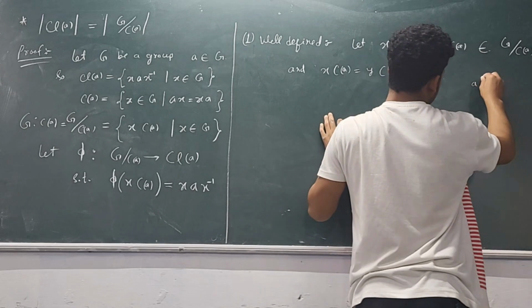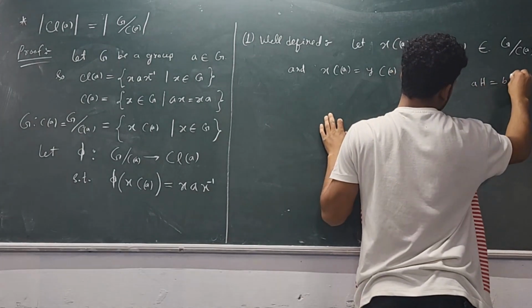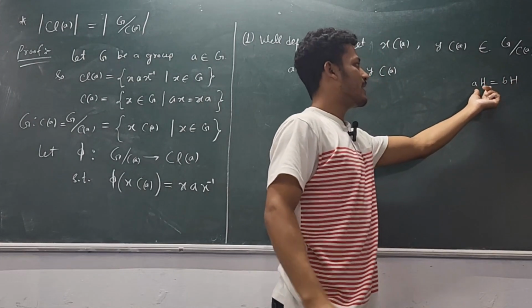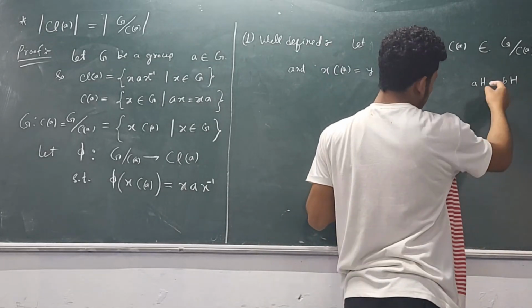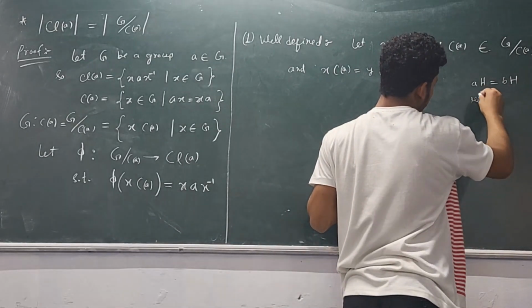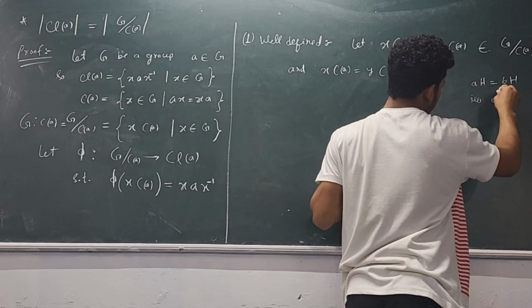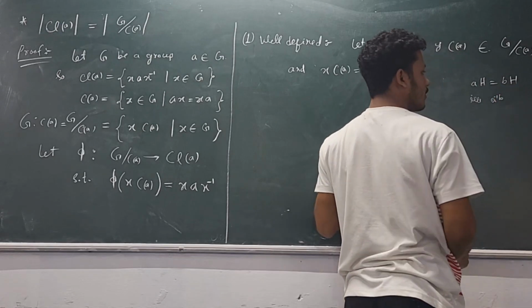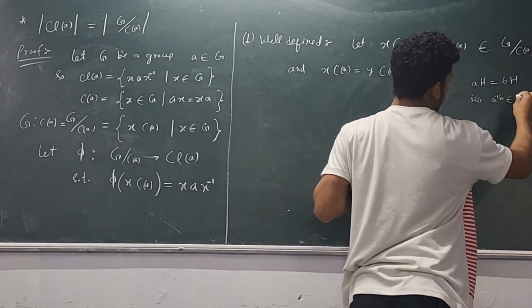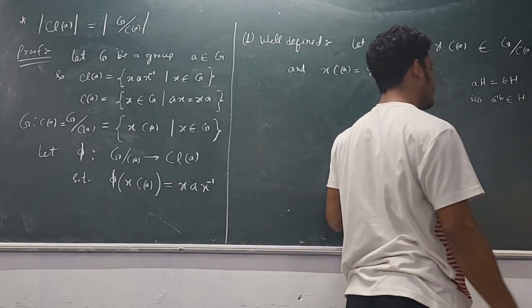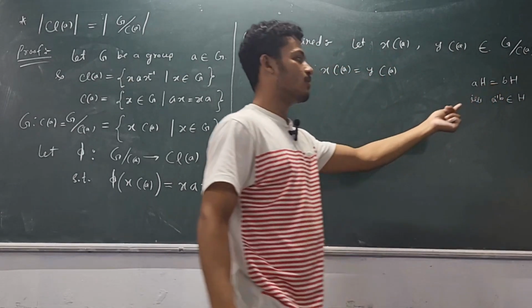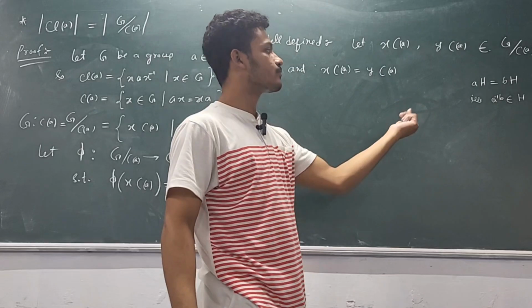Now aH is equal to bH, where aH and bH are two left cosets. Then what happens? If and only if a inverse b belongs to H, a inverse b belongs to H.